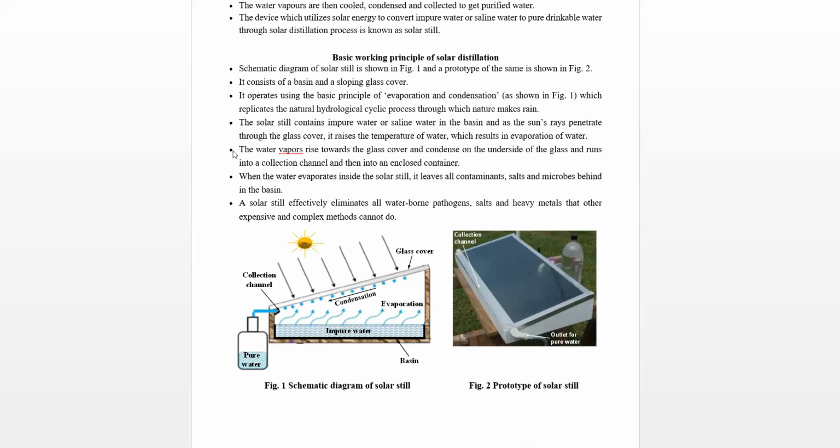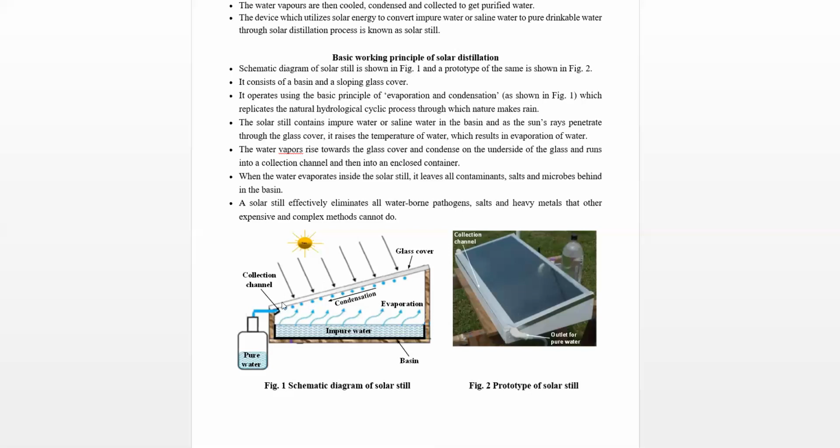Okay. Next bullet point is the water vapors rise towards the glass cover, right, and condense on the underside of the glass. Here you can see that, because the glass cover has relatively lower temperature because it is exposed to the atmosphere. So here, as these vapors reach the glass cover, these vapors get condensed on the underside of this glass cover, and run into a collection channel, and then into an enclosed container. So these condensed droplets, because there is slope in the glass cover, slide down.